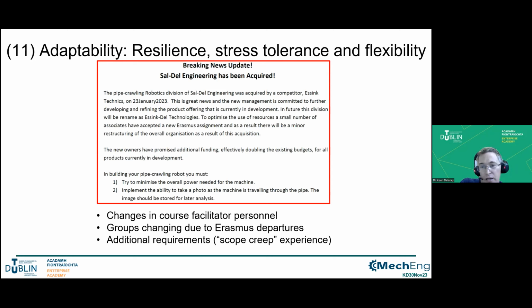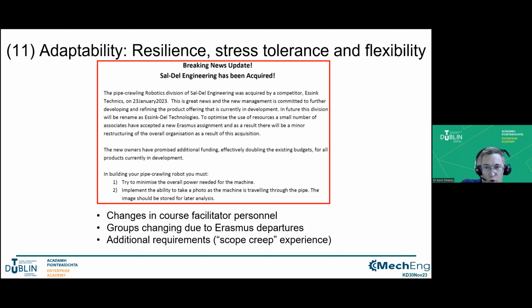Typically we'll come up with some kind of press release like this to say, hey, the company's been taken over. Our robot making division has been sold and it's now got a change of personnel. We're going to have a restructuring and we change the team around. Sometimes we change the staff deliberately. Sometimes we have to, in terms of the way things work out. Sometimes groups will change due to people going on Erasmus.